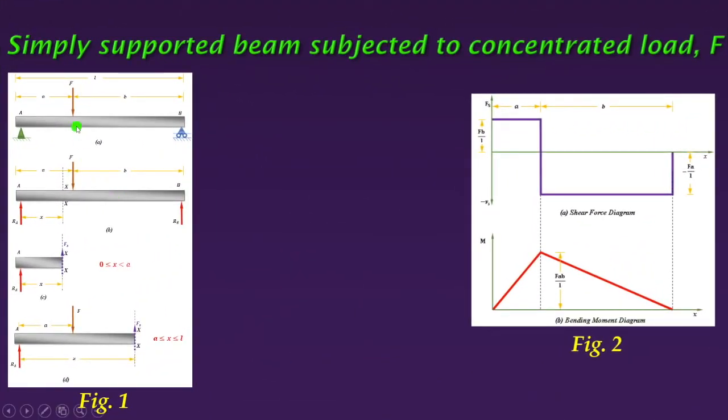Here we have to find out the shear force and bending moment equation, and then the corresponding shear force and bending moment diagram of this simply supported beam, which is subjected to a point load at a distance of A from end A, capital A. The position of F force is in between A and B. The corresponding distances are given as A and B from point A and point capital B. The length of the beam is L.